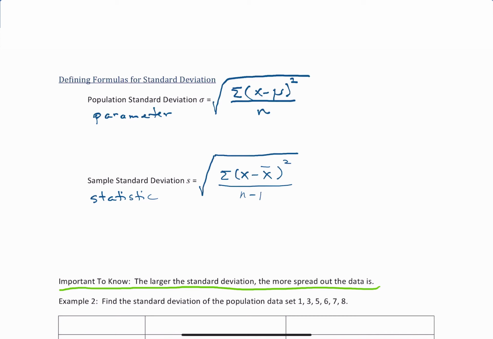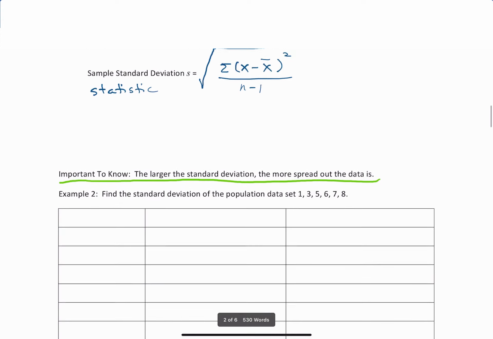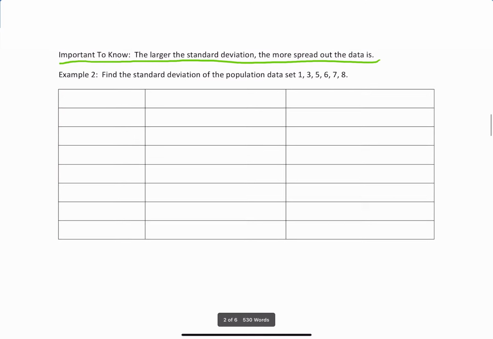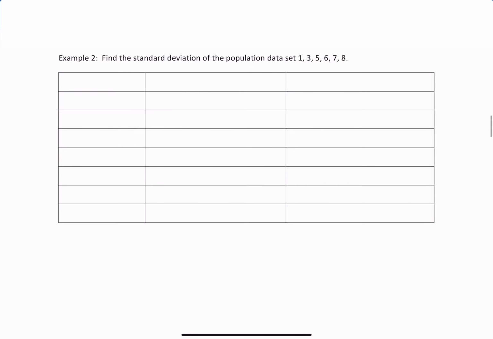An important key point here is that the larger the standard deviation, the more spread out the data values are. Now, these computations are a bit complicated, so it's kind of nice to have a table to organize what you're doing. For example, let's find the standard deviation of the population data set 1, 3, 5, 6, 7, 8.